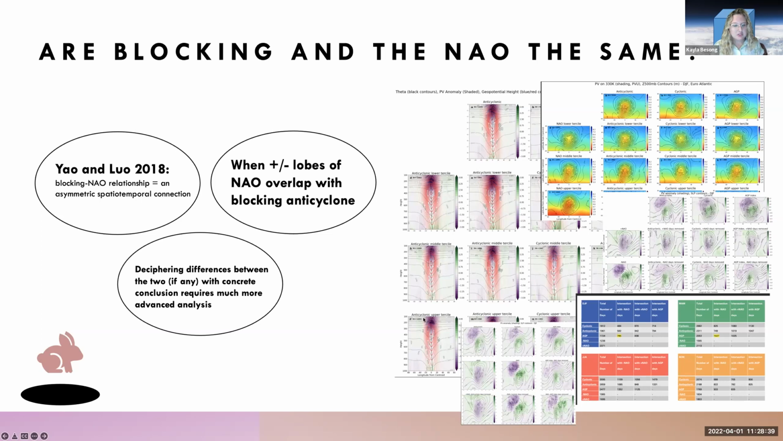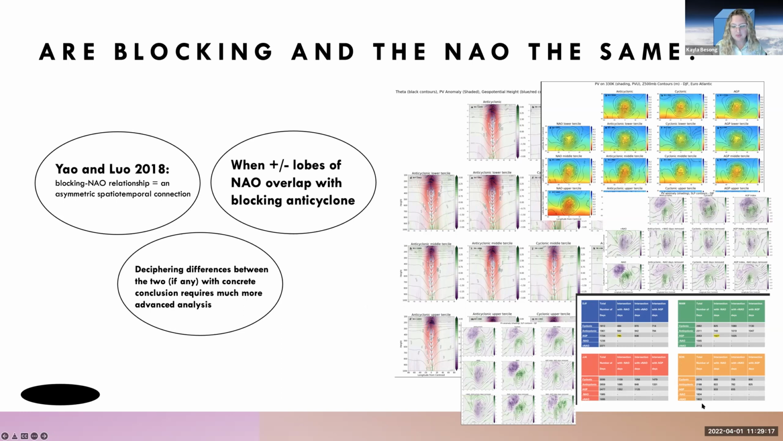But unfortunately, blocking, the NAO, and trying to figure out if they're the same or not is really just a complex problem. And really, after doing quite a bit of analysis, I really like this idea proposed in Yao and Luo 2018, that the blocking and NAO relationship is an asymmetric spatiotemporal connection, right? And so it's essentially to me when the lobes of the two overlap with each other. But again, deciphering the differences between the two, if any, with concrete conclusion requires much more advanced analysis.